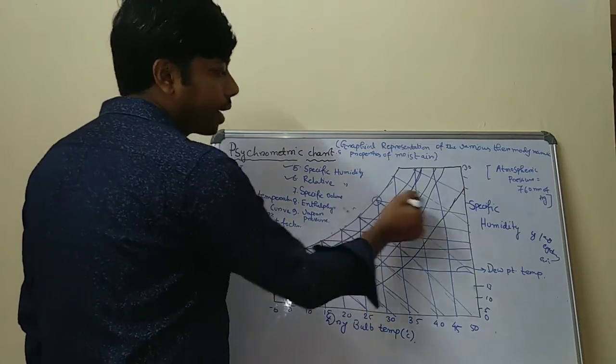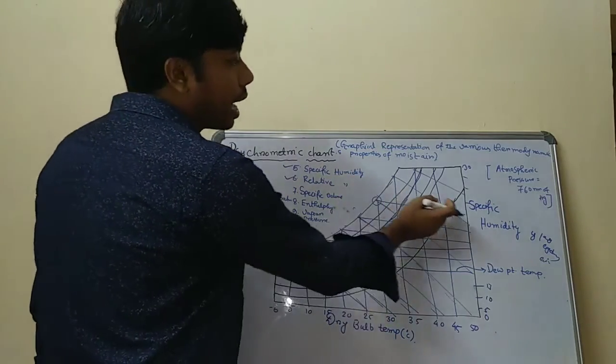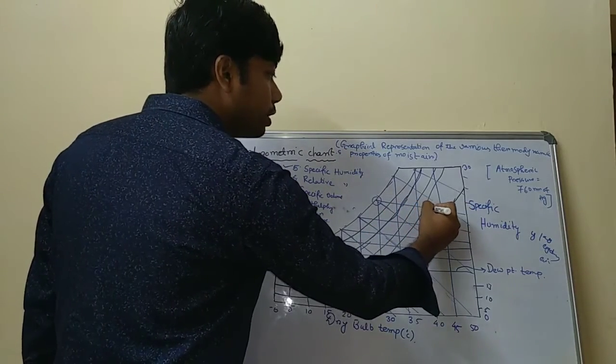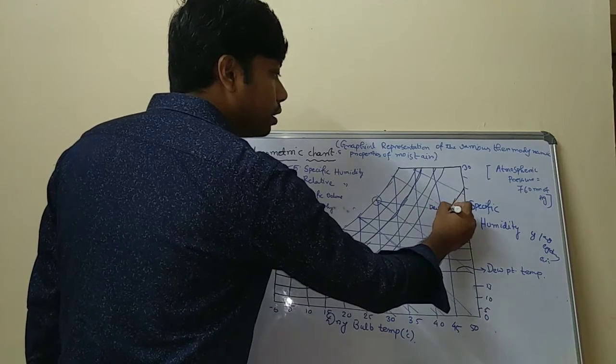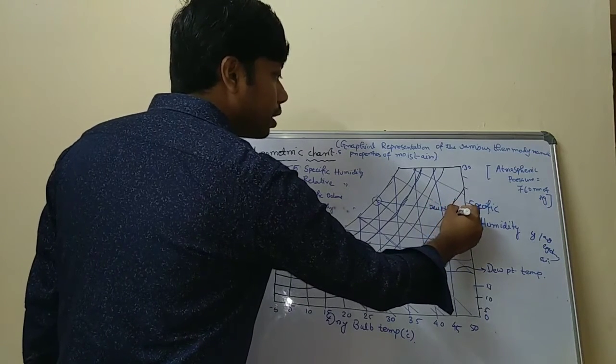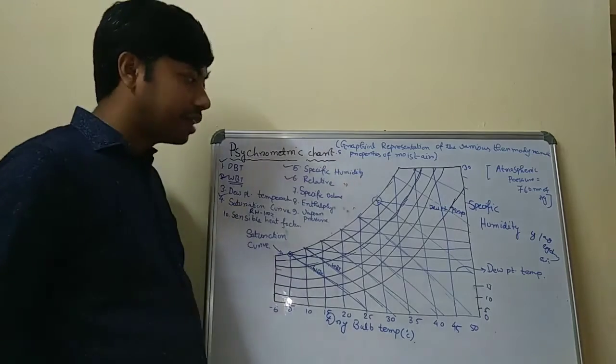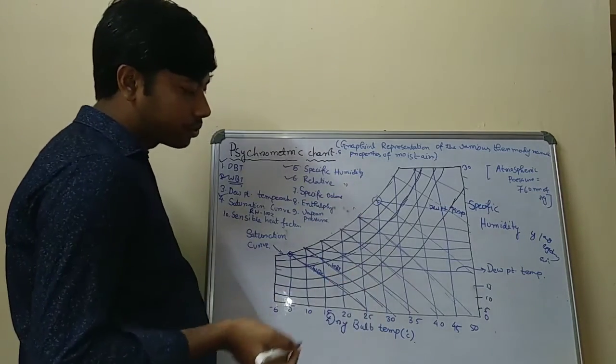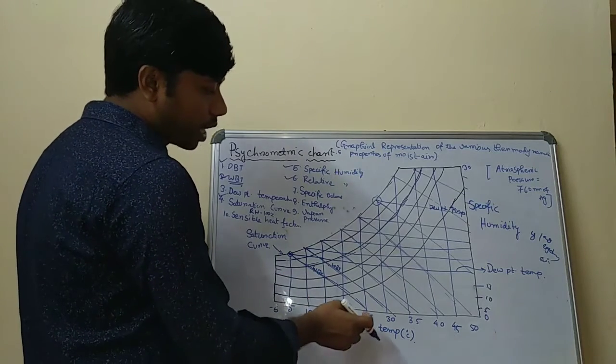Now, if you draw a line parallel to the dry bulb temperature and it reaches up to the specific humidity line, this point is basically your dew point temperature. Dew point temperature line. Okay, and this is also non-uniform space. Similarly, you can also draw the line corresponding to the dry bulb temperature.